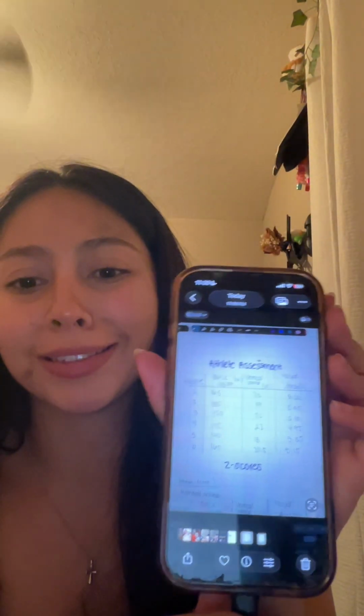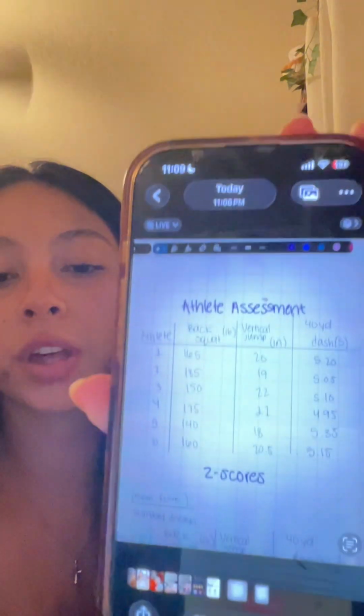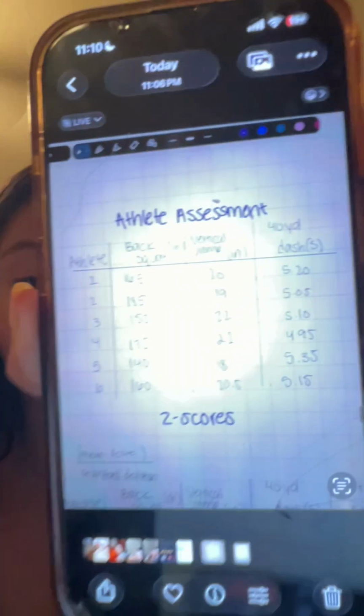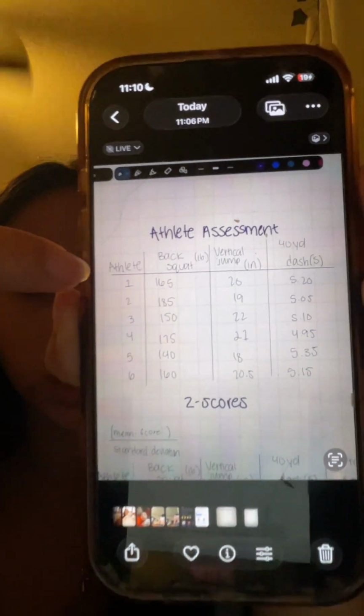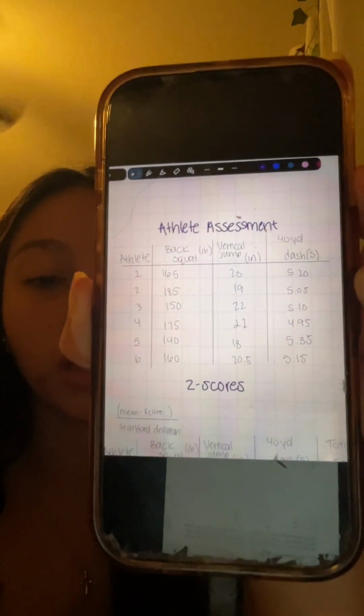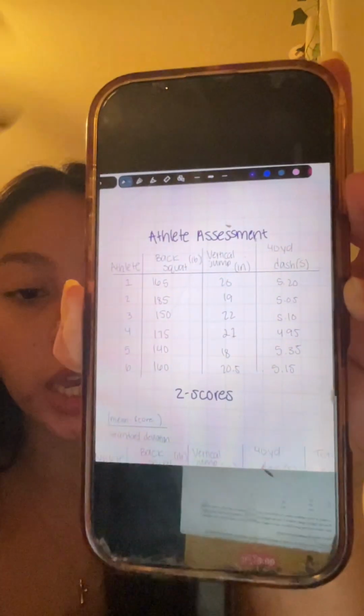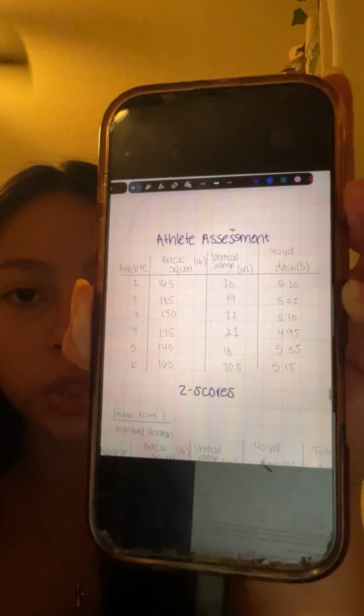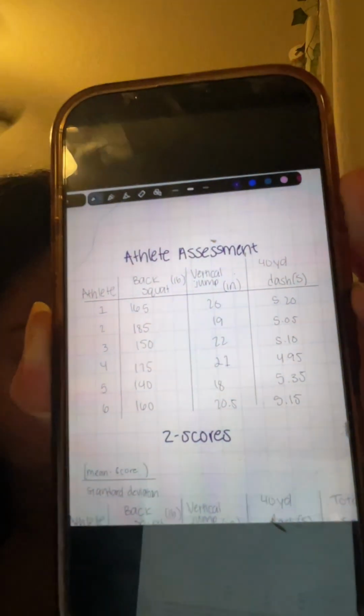So I have my results for, I hope you can see this. I have my results for the athletic performance from the test. So I have athlete 1, 2, 3, 4, 5, 6, and those would be the results. So athlete 1, their back squat was 165, their vertical jump was 20 inches, and then their 40-yard dash was 5.20 seconds, and then moving down you can see the rest.